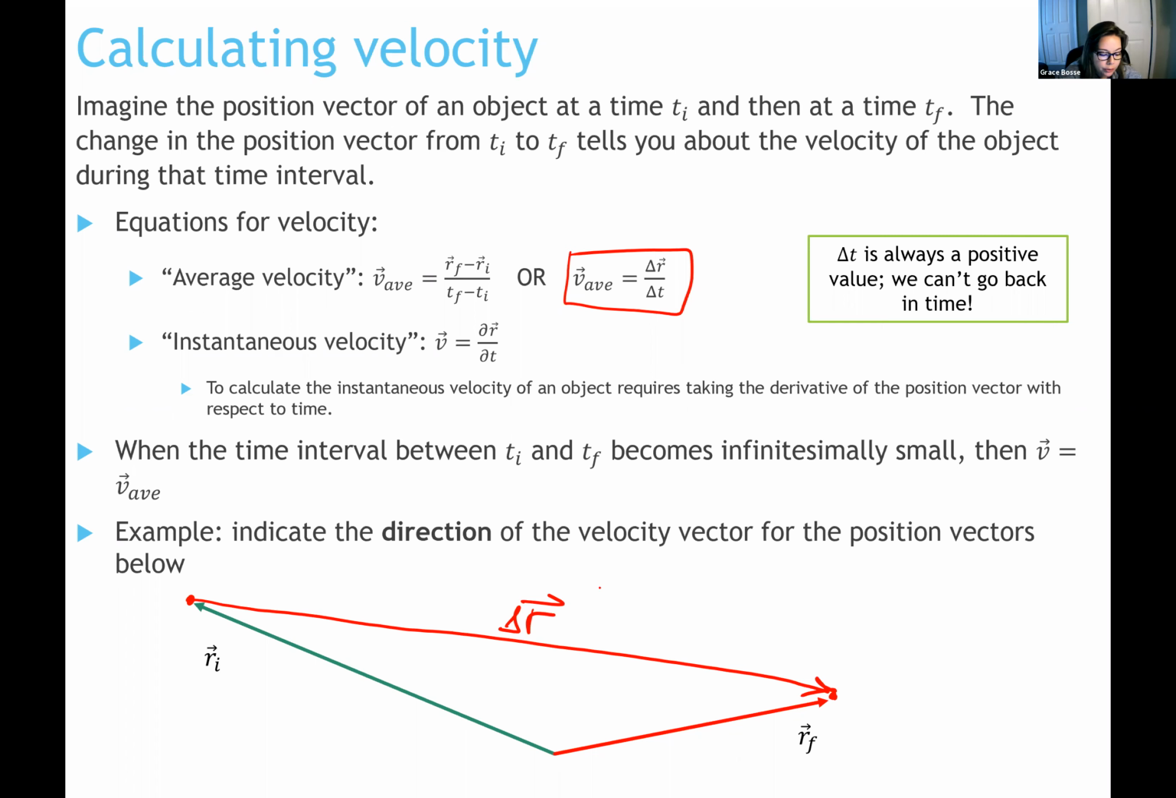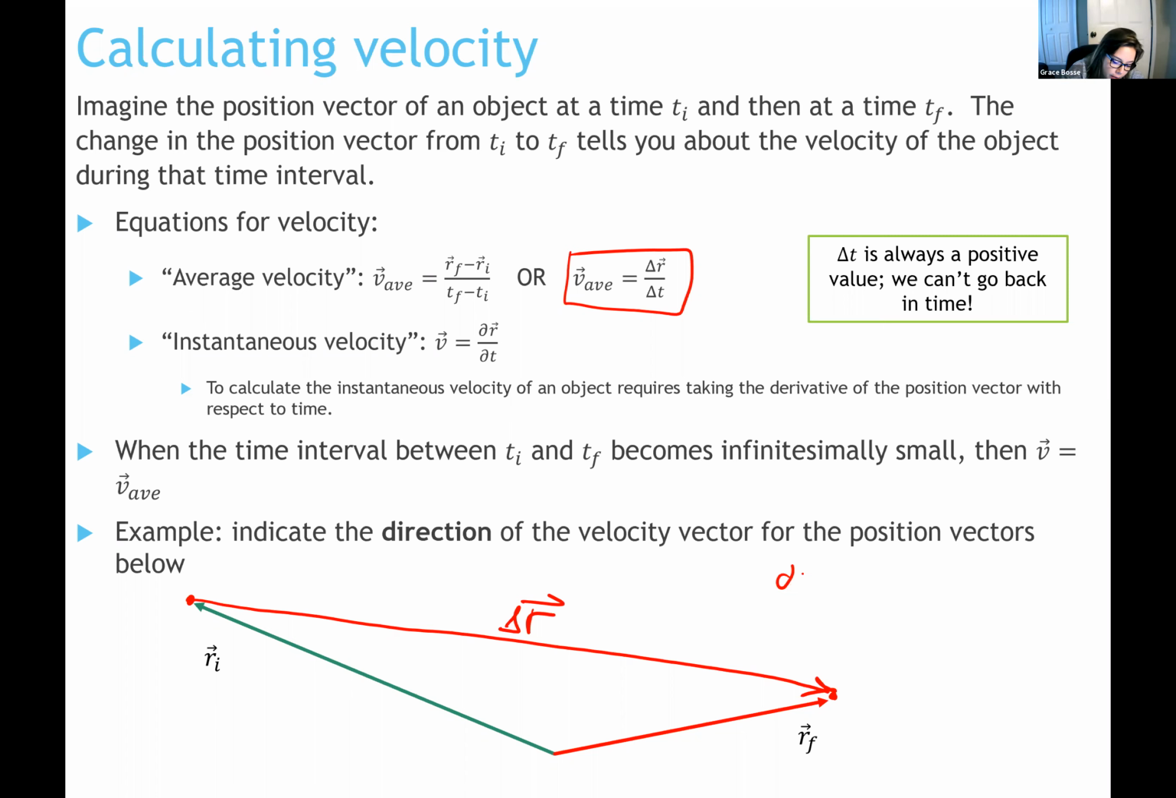And if you look at our equation for average velocity or even for instantaneous velocity, it's that delta r vector divided by time. If you're dividing a vector by a positive scalar, you might be changing the magnitude of that vector, but you're not changing the direction.